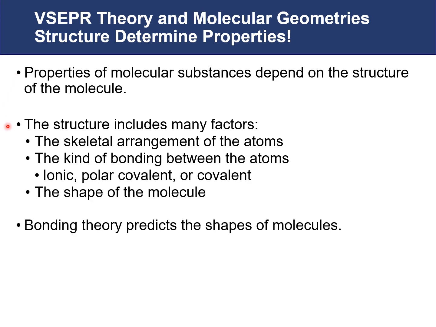The structure includes many different factors: the skeletal arrangement of the atoms, which we determine using our Lewis dot structures, the kind of bonding between atoms, which is either ionic, covalent, or polar, which we can determine by comparing the relative electronegativities of the two components of a bond, and the shape of the molecule, which we will use our VSEPR theory to determine. It is the bonding theory that predicts the shapes of the molecules.